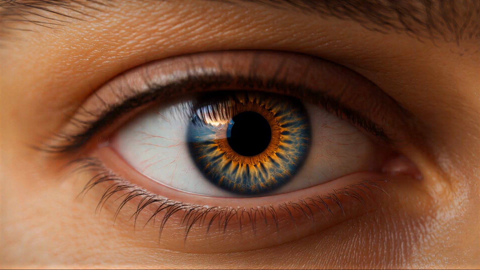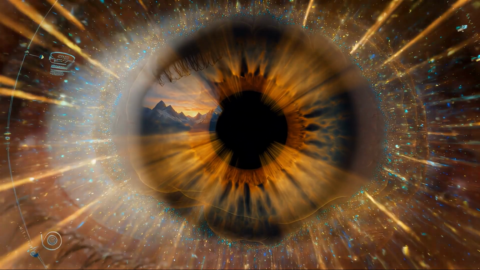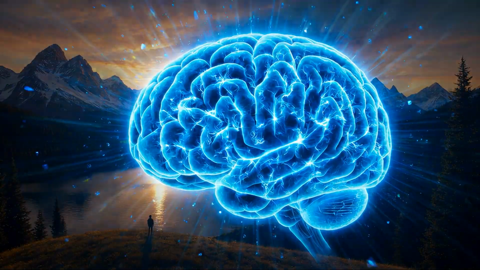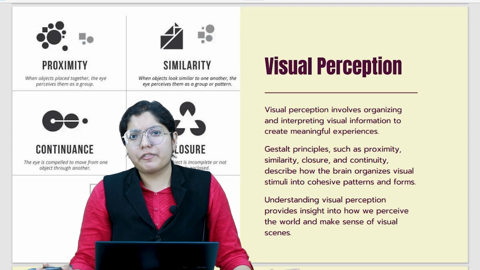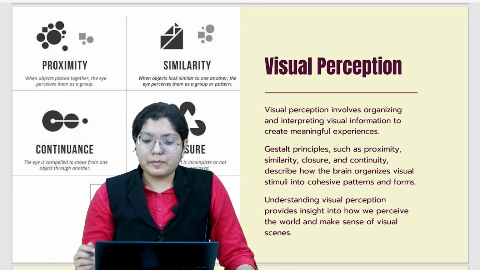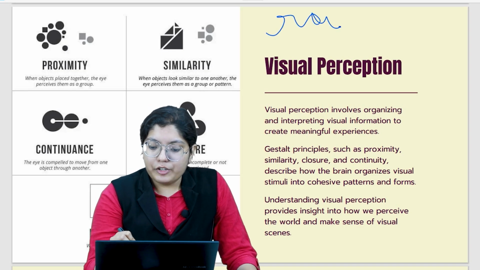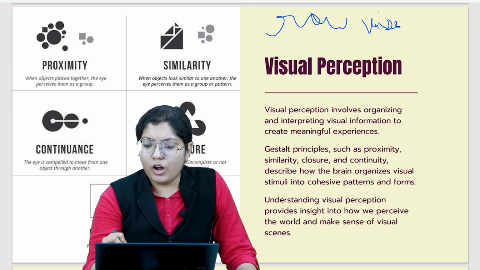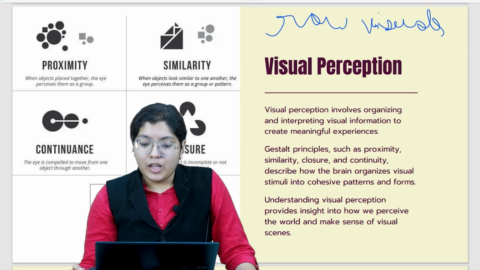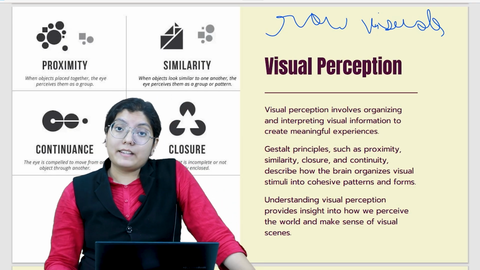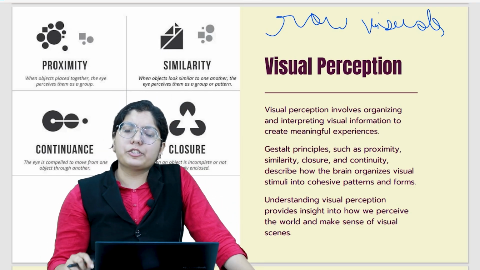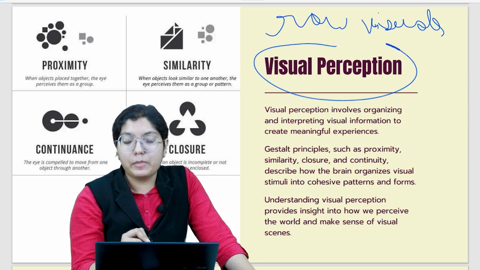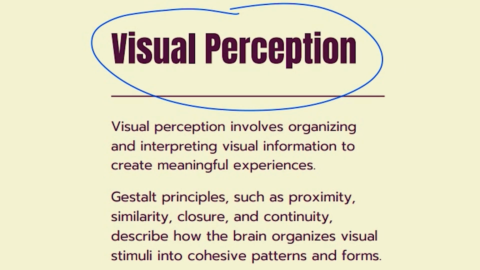and the brain. Now we come to visual perception, because if we are talking about visual sensation, we also have to talk about visual perception. What's the difference between the two? Visual sensation is basically your raw visual data, the raw visuals as they are. But what you make out of those raw visuals is visual perception. And it involves organizing and interpreting visual information to create meaningful experiences.